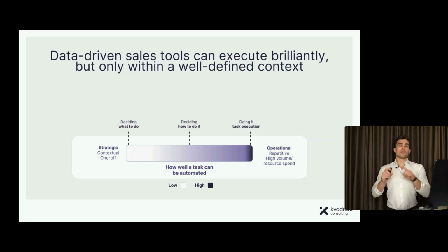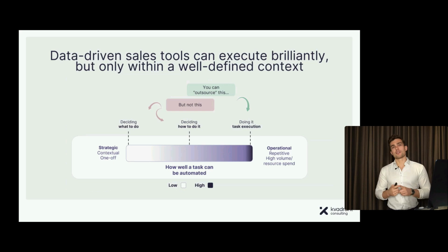But for now, we have to define the context within which these tools have to operate. And once we've done that, they can execute brilliantly, a lot faster than humans can, of course. But without that context around it, it just doesn't get the output that we need. So we still have to decide what to do and how to do it, the frames around the exercise or the task, and then we can outsource the execution to AI and other data-driven tools.